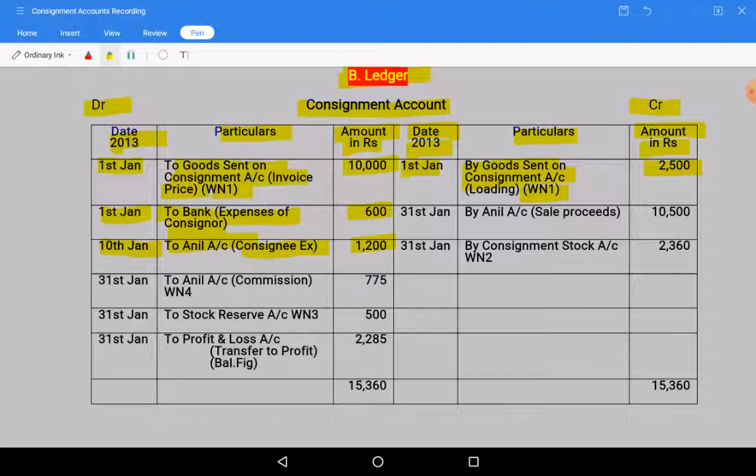And on the same date, Anil has sent advance money to consignor, 4,000 rupees. That comes under Anil account, not in consignment account, because generally for that it is bank account debit to Anil account. So it will come under Anil account, not in consignment account. So keep it in mind.